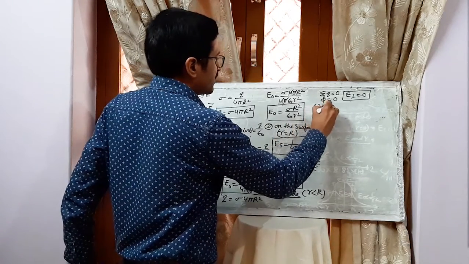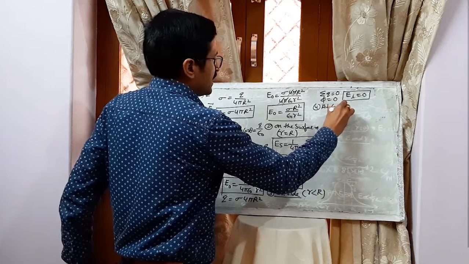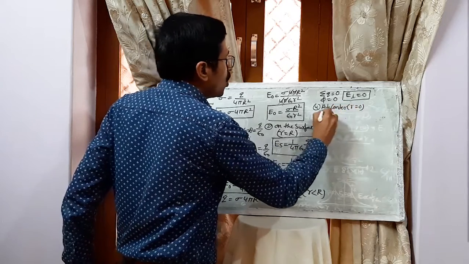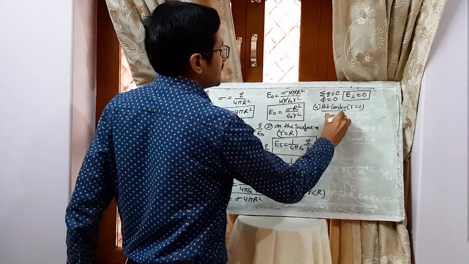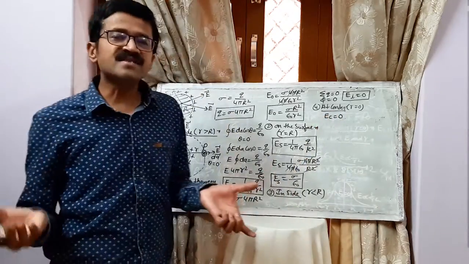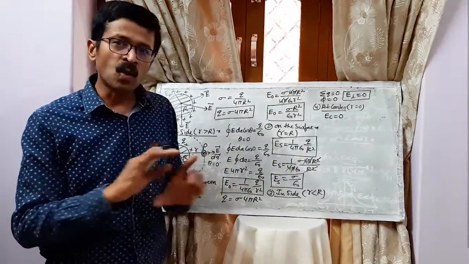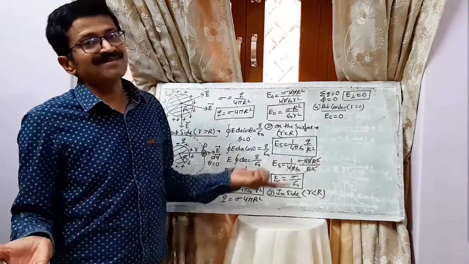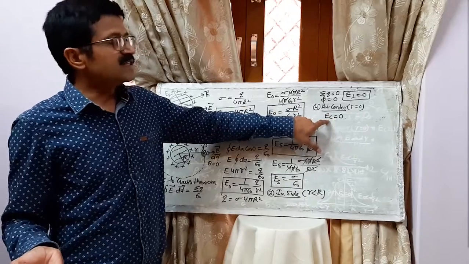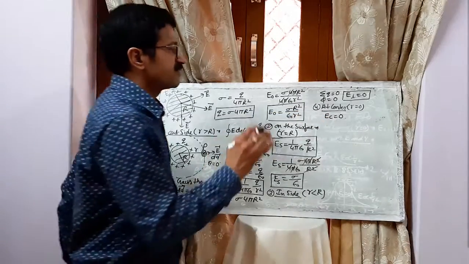Then at center, this small r becomes 0. At center again electric field intensity will be 0 because it is inside, and inside there is no presence of charge, no presence of flux. Center is lying inside, so it will be 0. That will be the electric field intensity.